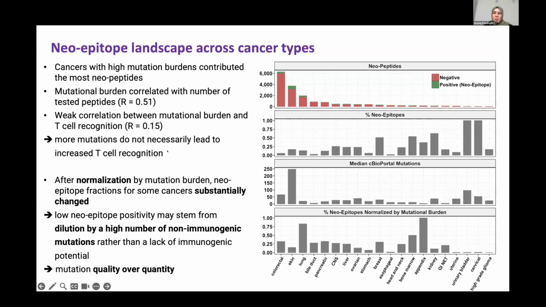this is the neoepitope fraction normalized by mutational count. We can see that colorectal cancer is now much higher. It jumped up to 39%. So this might suggest that its initially low raw positivity rate was more a reflection of high mutational burden than a lack of T-cell recognition. So we could say, because colorectal cancer has so many mutations, the actual neopeptides and neoepitopes get diluted by this high number.